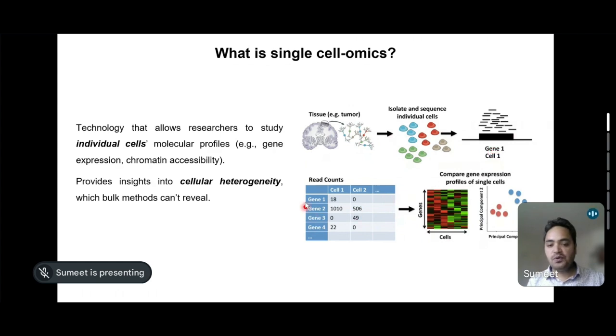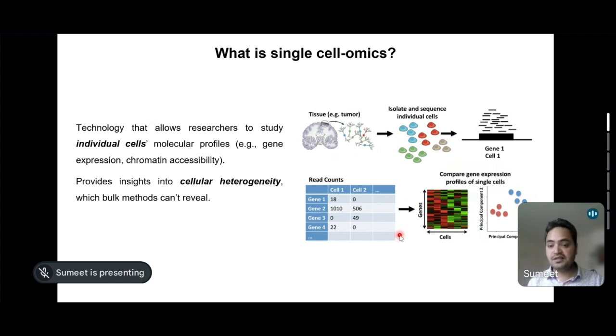What you get as an output is like an Excel sheet. So you have cell 1 and all the genes which are expressed in that one cell. Then you have cell 2, then literally all the genes which are expressed in the cell number 2, or cell 3 and cell 4 and cell 5 and so on.